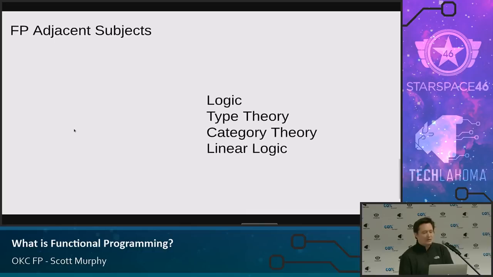And then FP-adjacent subjects. Just like the core of functional programming are functions, once you introduce the idea of a function, there are all these other concepts in mathematics that are related to functions: logic, type theory, category theory, and then linear logic, as a subdiscipline of logic, but I want to call out specifically because of Rust.